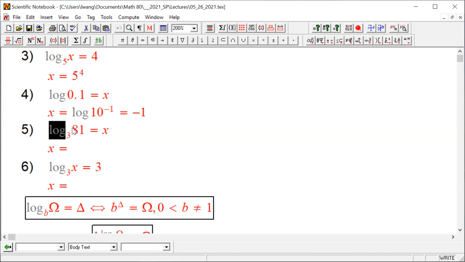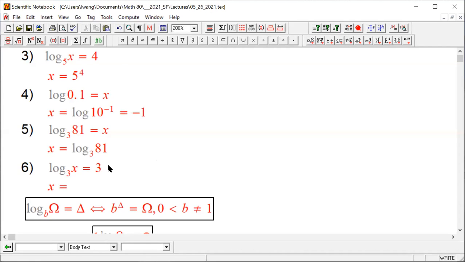Next one, log base 3 of 81. You have to understand the position, because every position has its place value. 81 is 3 to the power 4, and therefore the answer is 4, because 3 to the power 4 is 3 to the power 4. We're applying the definition all the time.